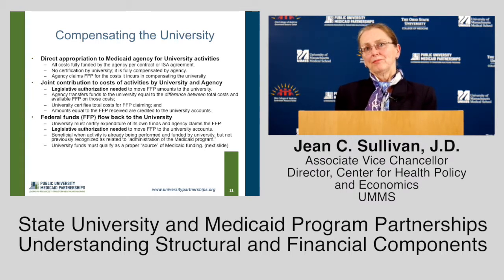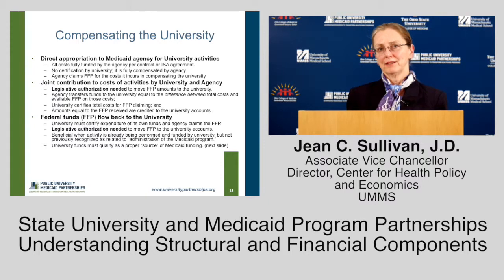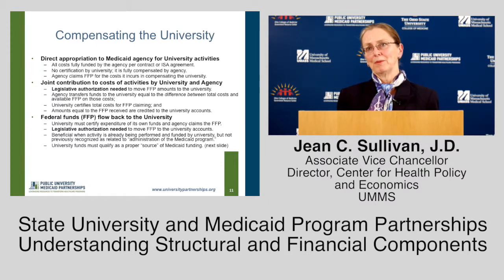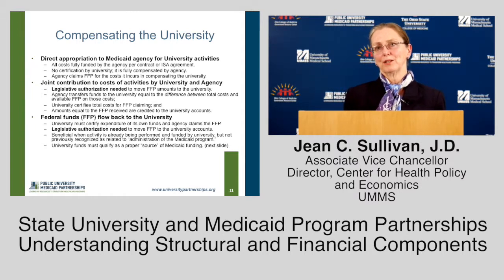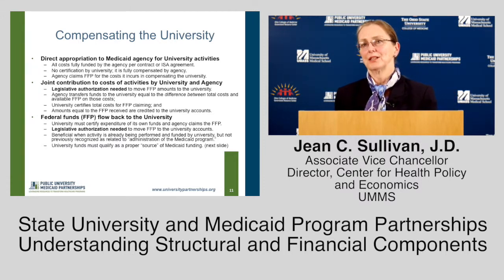More common, the second approach, is to basically leverage some state funds appropriated to the agency and then transferred to the university, as well as leveraging FFP. So in this case, the university is going to be compensated in part by state agency flow, and the remaining portion of their total costs will be reimbursed by transferring FFP that has been generated based on the expenditures that the university has made.